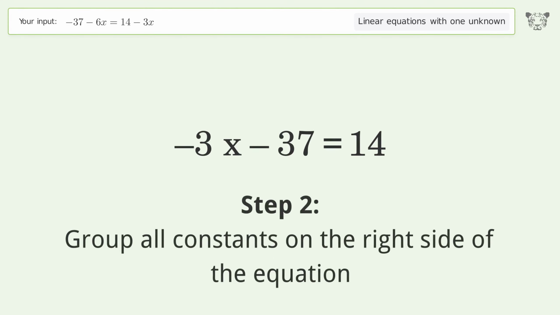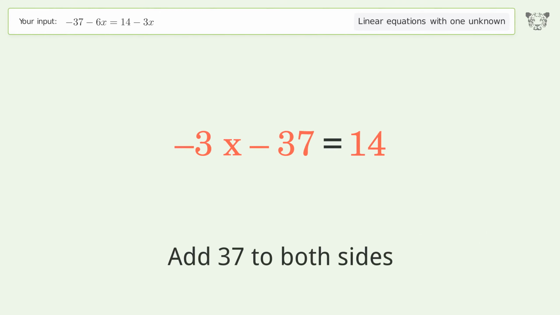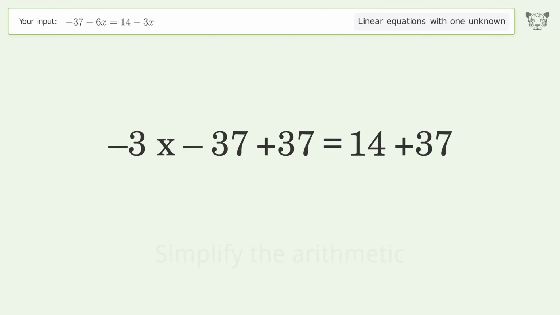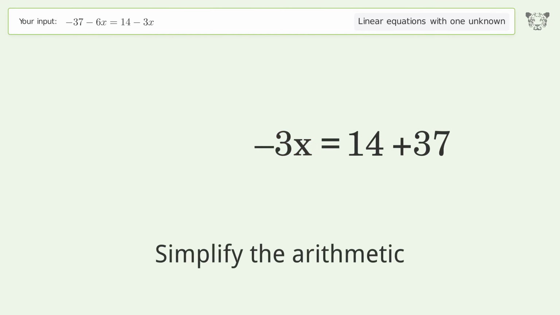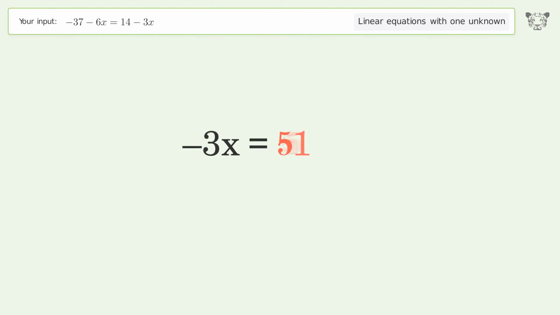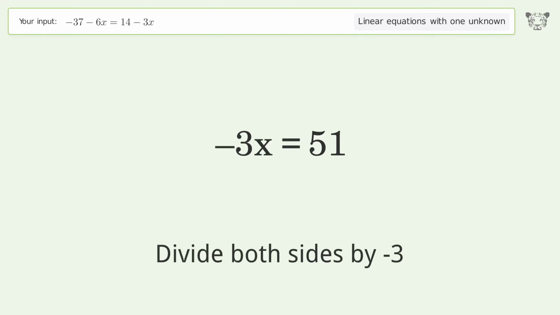Group all constants on the right side of the equation. Add 37 to both sides. Simplify the arithmetic. Isolate the x. Divide both sides by -3.